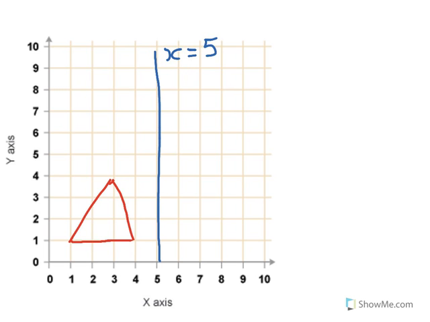And what we're going to do is take each point of this triangle one at a time. So I'm going to start with this one here, and you're going to count how many squares it is away from the reflection line. Well, it's one away, so I go one away the other side, and there will be your first point.